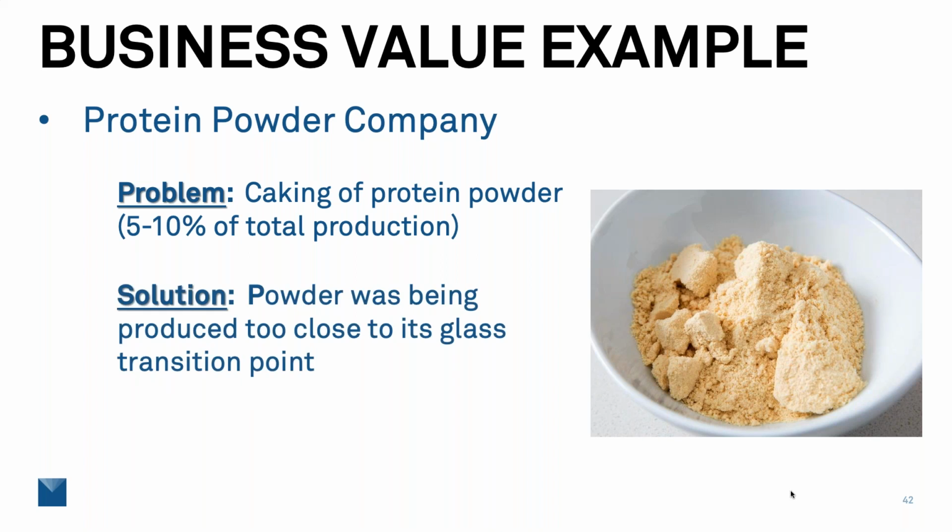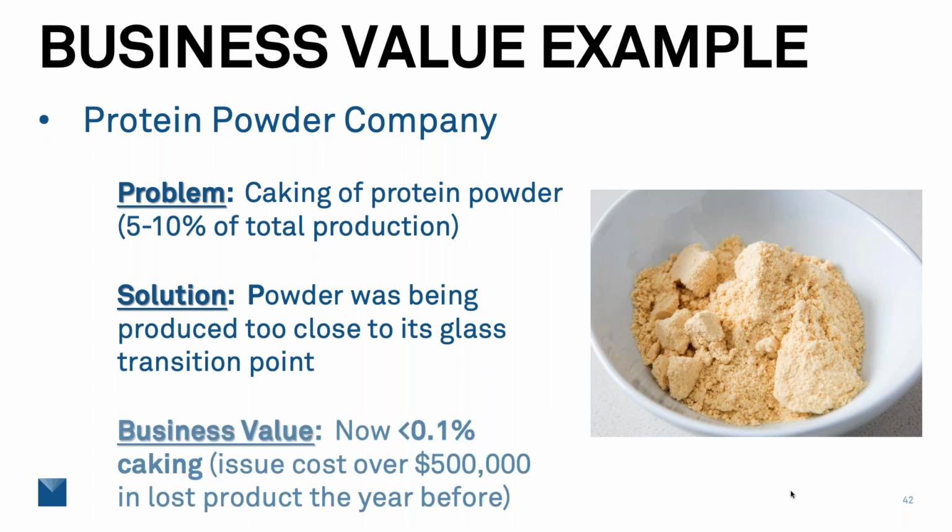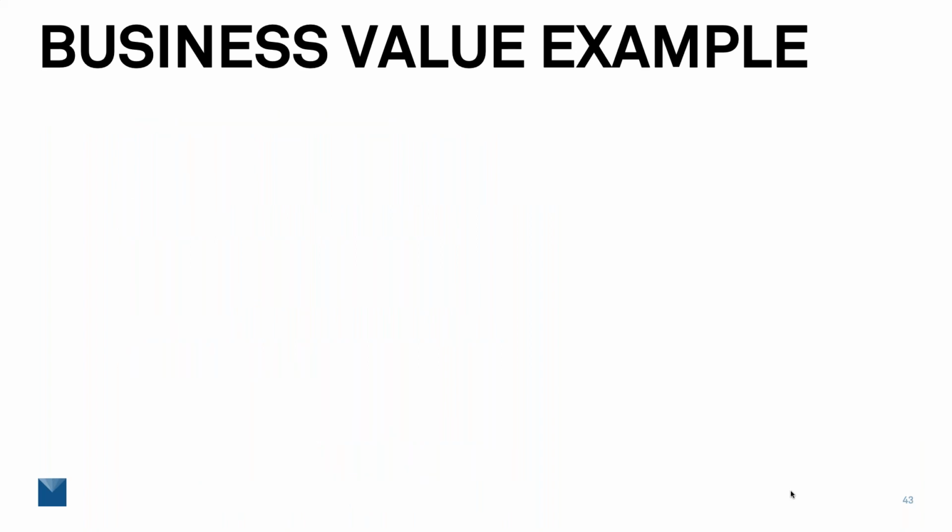The solution here was that they started using isotherms. They understood that they were producing way too close to their glass transition point. And by having this information and by using isotherms to make the correct packaging decisions, they now have less than 0.1% caking. So this issue was costing over $500,000 in lost product the year before, but now they're really reducing that by having the right type of data and insights.